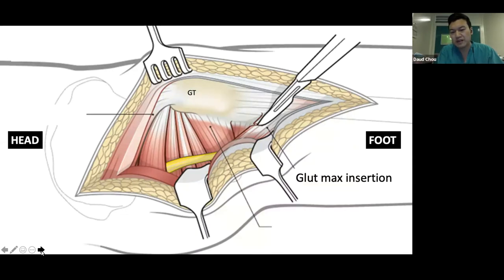I sometimes take off the gluteus maximus insertion. That gives you much more exposure to the acetabulum, and certainly in those young, big, muscular men, this is a really good step to do to give you a bit more exposure.